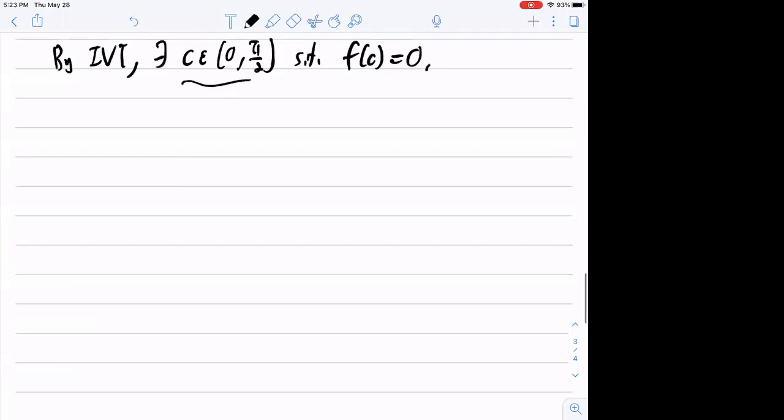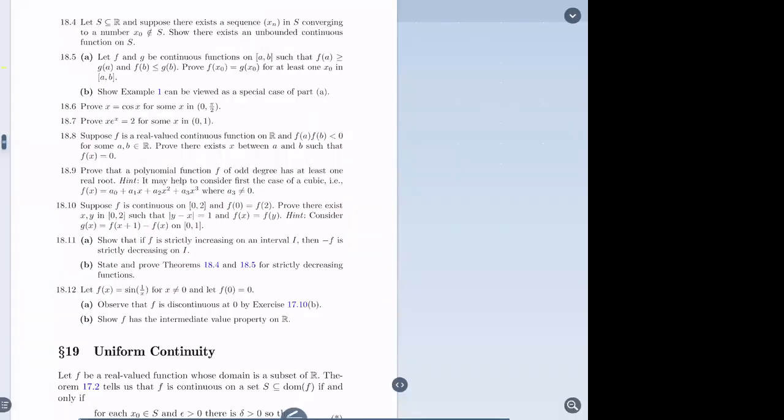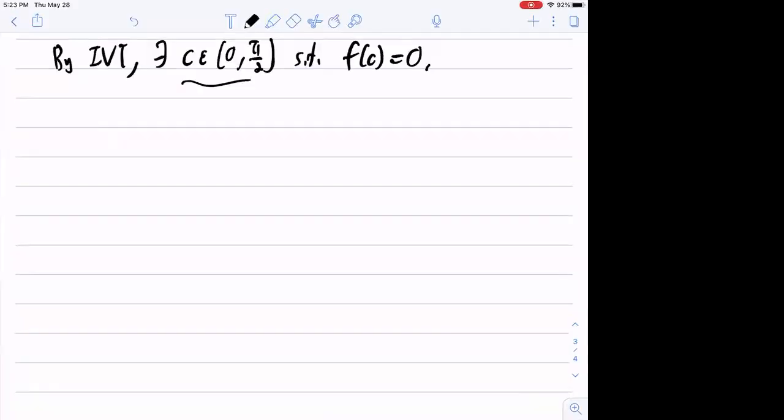So okay, let's practice one more. Prove x e to the x equals 2 for some x in (0, 1).